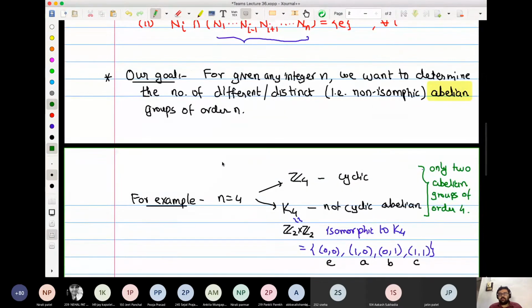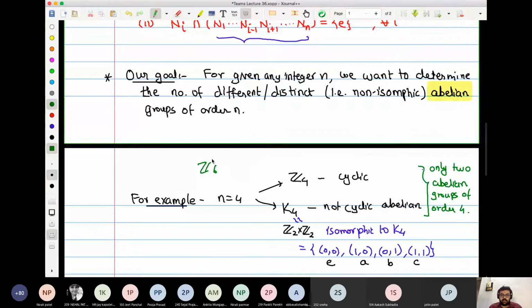Suppose n equals 5. Every group of prime order is cyclic. So Z5. Only one group if n equals 5. What if n equals 6? One we know is Z6. S3 is non-abelian, so S3 we are not considering. We are considering only abelian groups. Right? So one is Z6, we know.